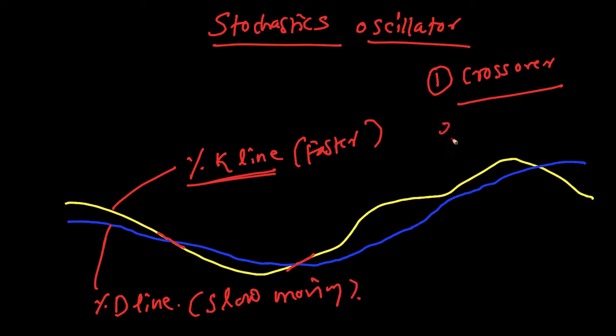The second way to trade the stochastic is when we observe divergence. So what do we mean by divergence? Let me tell you first. When the price is making highs like this, this is one high made by the price, and this is a second high. That means the price is making higher highs, right? The price moved high up, then it went down, then again it went up. So the price is making higher highs.